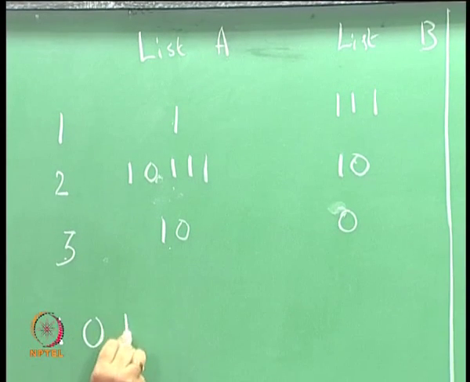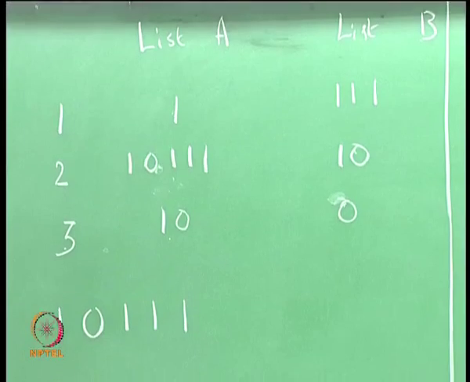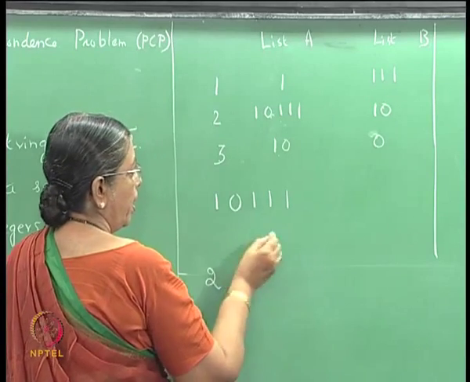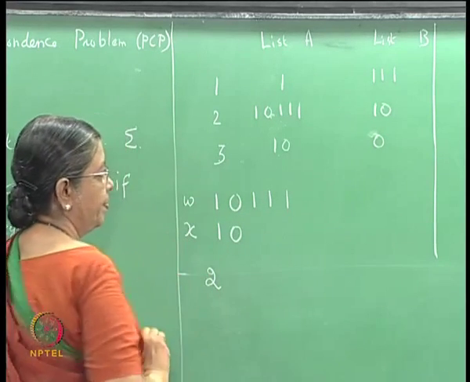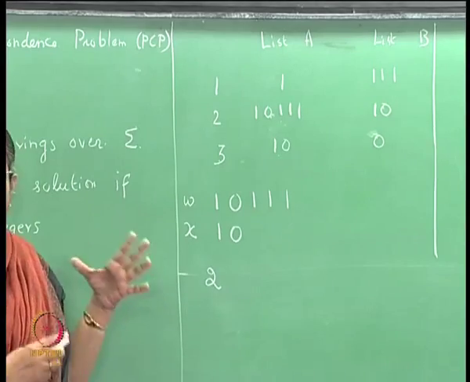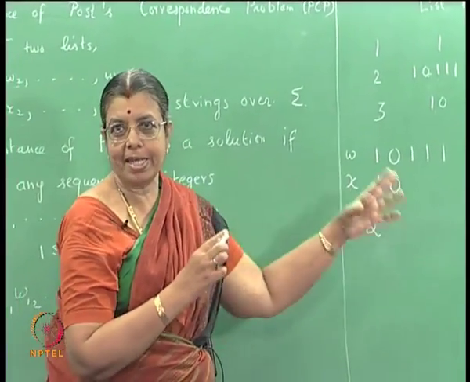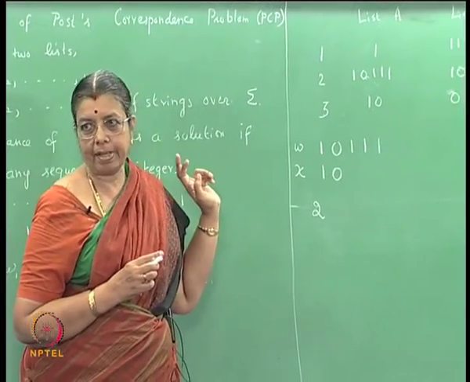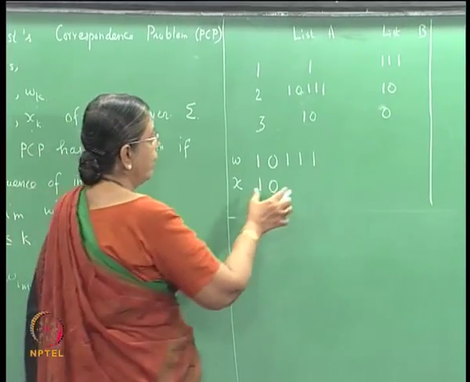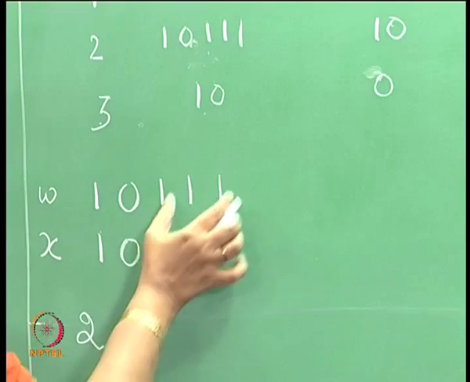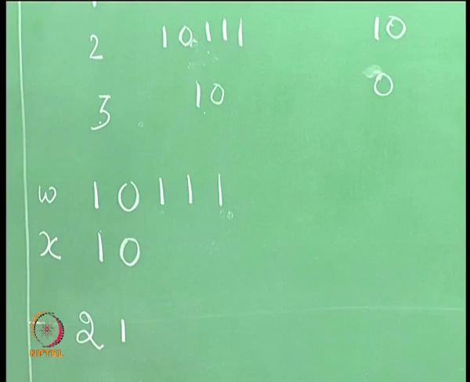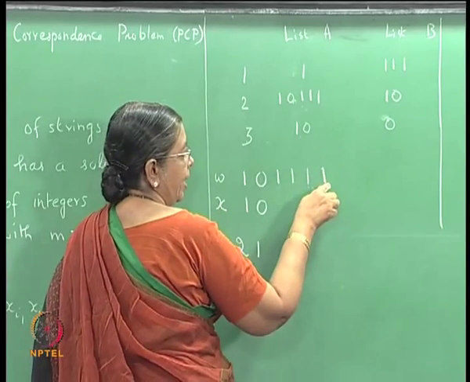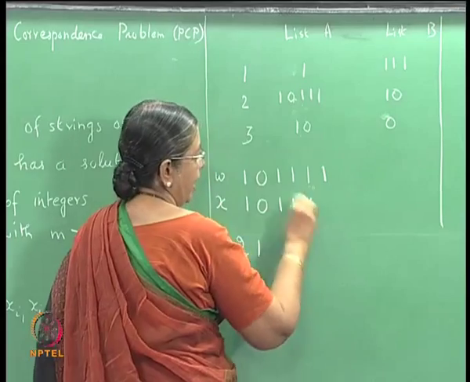So, if you start the solution taking 2, the W string is this, the X string is this. Now, after concatenating, you must have the same string here and the same string here. Next you have 1 1 1 here, so it looks better that you take this here. So, you choose 1 now. The next pair chosen is 1, so you add a 1 here, and that 1 1 1 is added here.